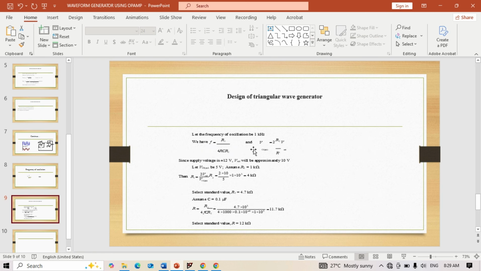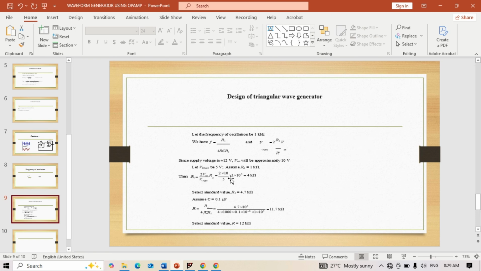And for our case, the V out of the op amp can be equal to 2 times R2 divided by R1 times V saturation. So let's say the supply voltage is 12 volt and V saturation will be 10 volt. So let's expect the triangular wave output peak to peak to be 5 volt.